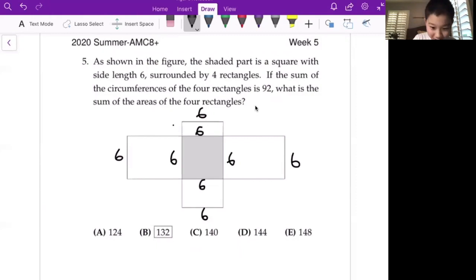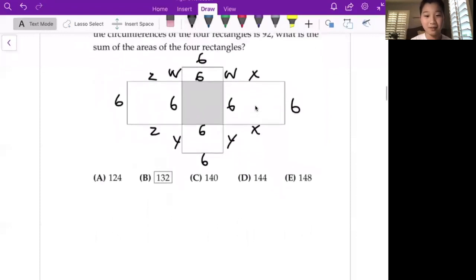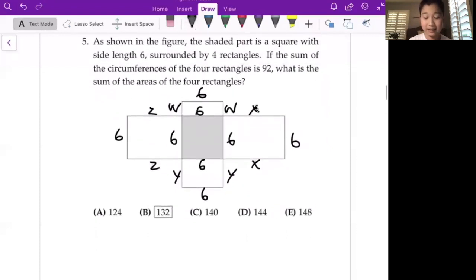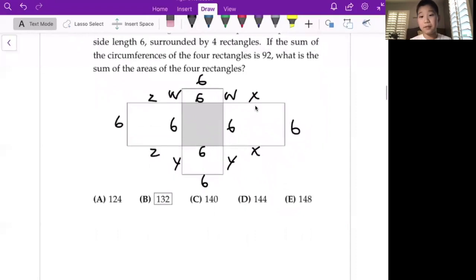Okay, this is W, then this is X, Y, and Z. Yes, 4 variables. That's how many you need to solve this problem. But the algebra won't be as hard as a 4 variable 4 equation linear thing. It won't be that hard.